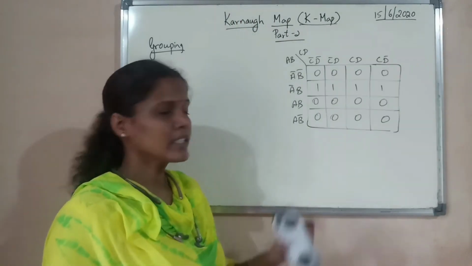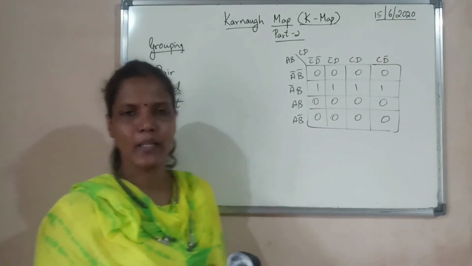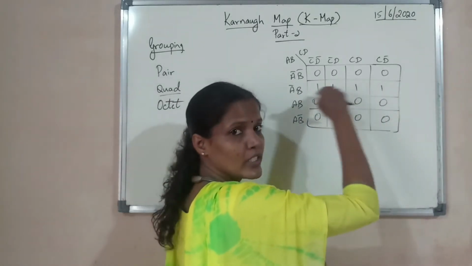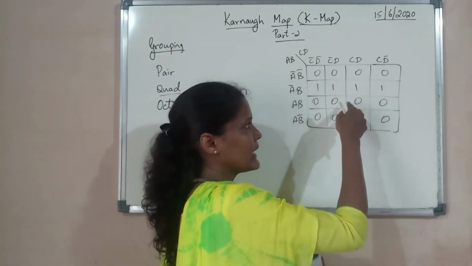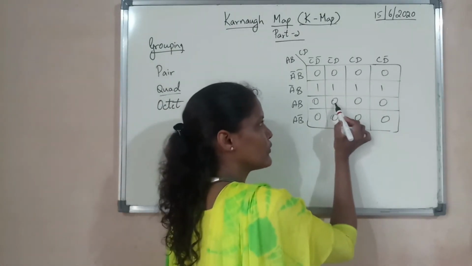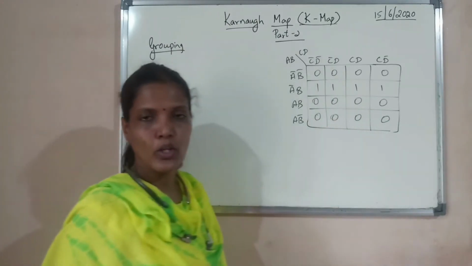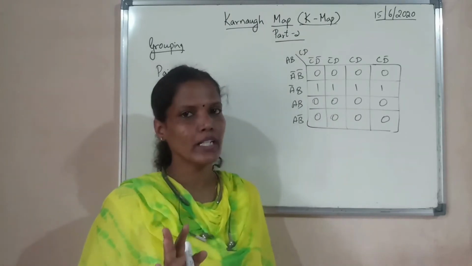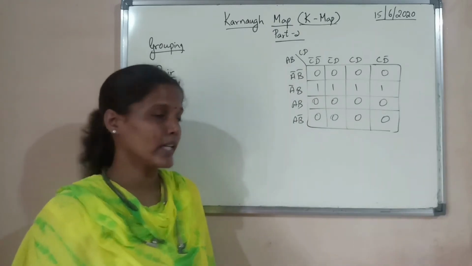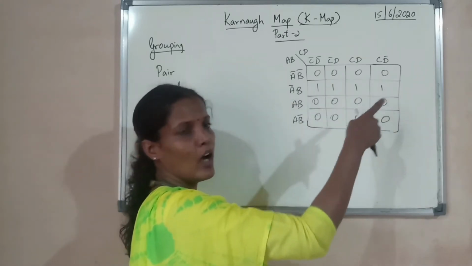Let us consider this particular example in order to understand what is a quad. Quad is nothing but grouping of four adjacent ones which are present either horizontally or vertically or in a square manner. In a square manner, the four ones can be present like this, here, here, here and here. Here in this particular example, four ones are present in a horizontal manner.